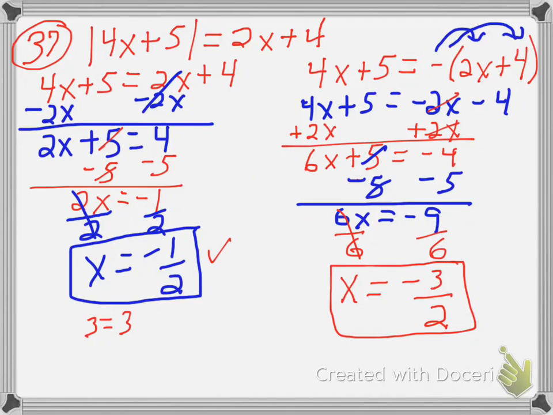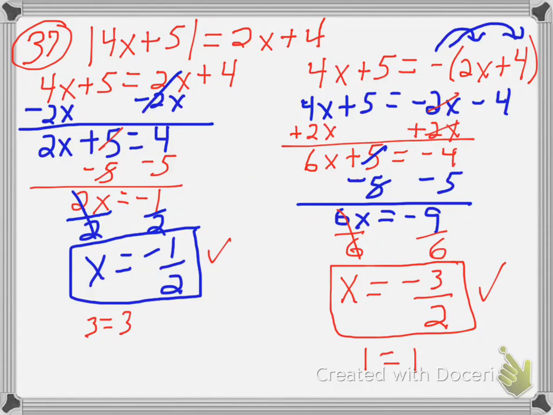Now I'll try the same thing on the other side. Negative 3/2, so I'll plug that in for the x. Negative 3/2 times 4 gives us negative 12 over 2, which is a negative 6. Negative 6 plus 5 is a negative 1, and then the absolute value of negative 1 is 1. So that gives us 1 on the left side. Now negative 3/2 times 2 gives us a negative 6 over 2, which gives us a negative 3. Negative 3 plus 4 is also 1. So that one also works. So both those solutions are good solutions.